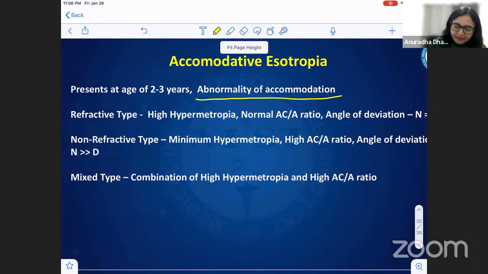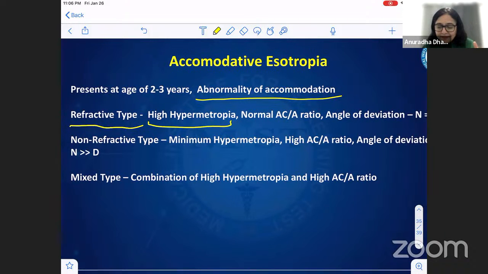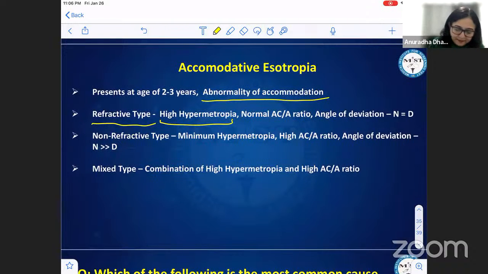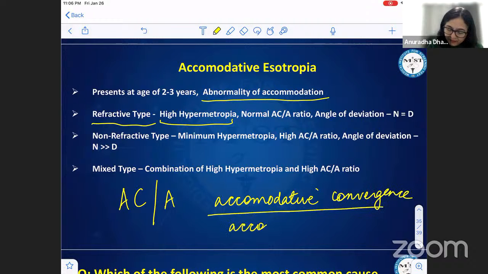Now, this is of three types. The first one is called refractive, in which the child has a high hypermetropic error. There is a normal AC by A ratio. AC by A ratio means the ratio of accommodative convergence to accommodation. So that is called the AC by A ratio. This can be measured. If the AC by A ratio is normal, but the child has high hypermetropia, and the angle of squint is the same for near or distance, then it is the refractive type.